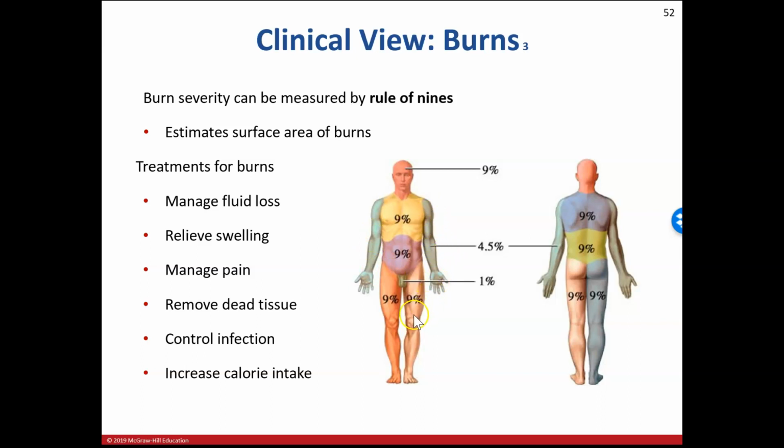With your lower limbs, because you have a larger surface area of skin, the anterior right lower limb is going to be 9%, and the posterior lower limb is going to be 9%. So if you were to, let's say, burn the skin on the entire right lower limb here, that would be 18% of the skin is burned. And the groin region is just going to be 1%. For treatment of burns, we can manage the fluid loss, relieve the swelling, manage the pain, remove dead tissue, control infection, and increase caloric intake.